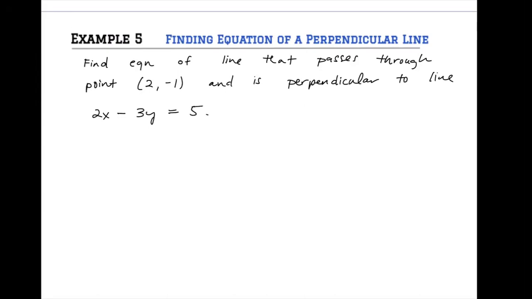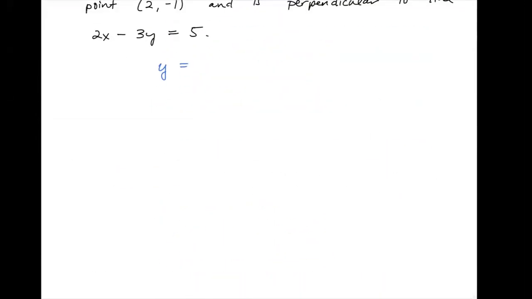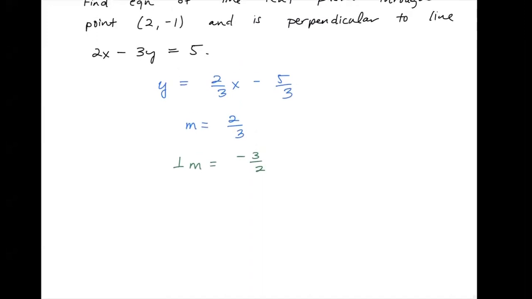Okay, so I did us a favor here, and I'm using the exact same equation as before. So this is going to be in slope-intercept form, the same thing as the one we did in the last example, because it's the same line. So if we go back, y was equal to 2/3 x minus 5/3. So here, the slope is 2/3. So if we want a line perpendicular to that, that means that we need the negative reciprocal of 2/3, which is negative 3/2. So we want a line that passes through this point that has a slope of this.